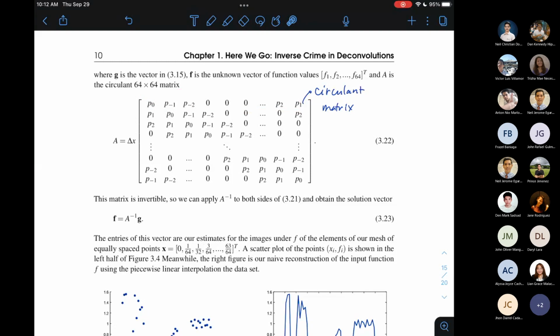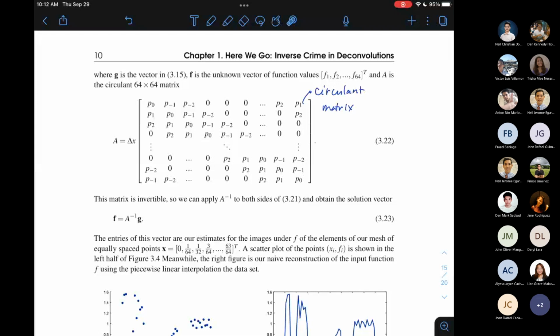59, puro zeros na sila. That's why this matrix A is an example of what we call a sparse matrix kasi marami siyang zeros na laman. At masaya ang computers kapag sparse matrix yung ginagamit kasi mas madali siyang solve ng inverse, madali siyang i-manipulate.